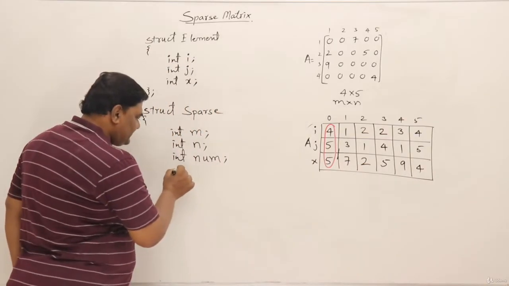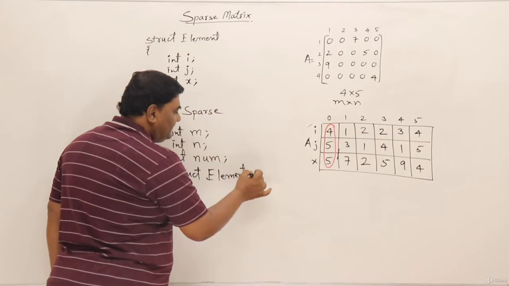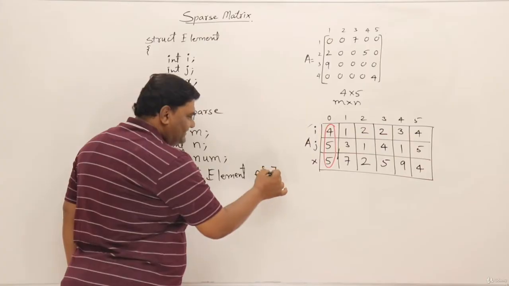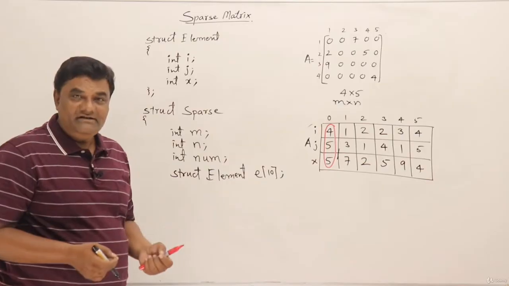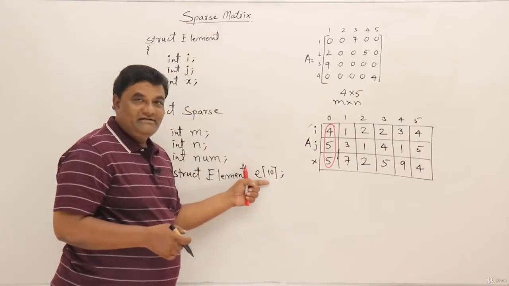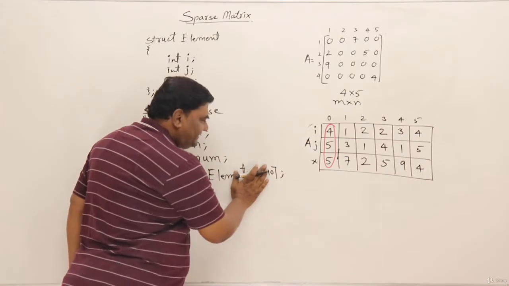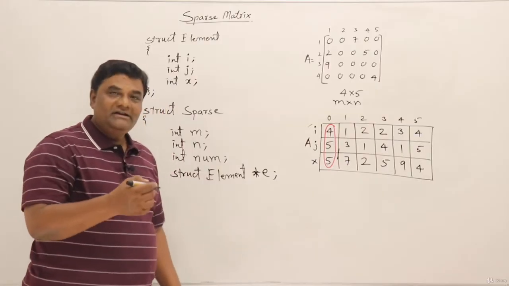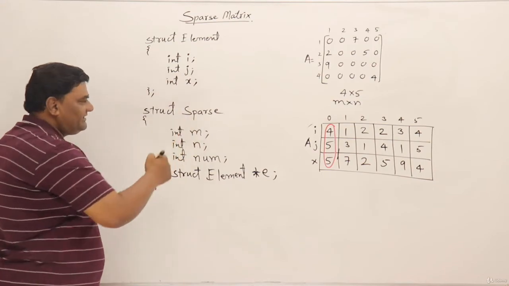So struct element E. I need an array. So shall I declare it as an array of some size? If I declare an array of some size, then it will be limited. It will be for only those many elements. Then instead of taking as static size array, let us take it as a dynamic size array. So for that, I'll just keep it as a pointer. So E is set of elements, that is a pointer. Then dynamically we will create this array. So that's all. This is the structure for sparse matrix.